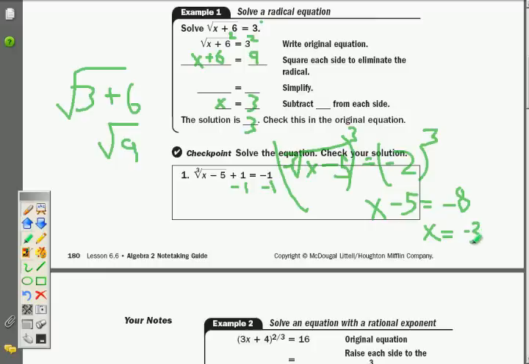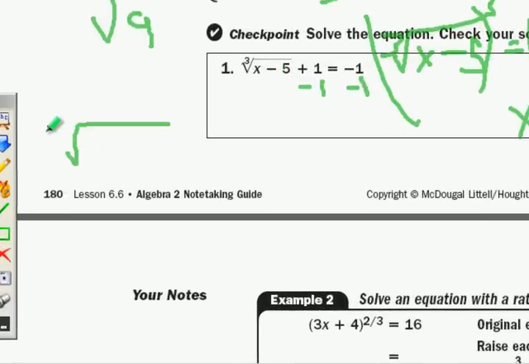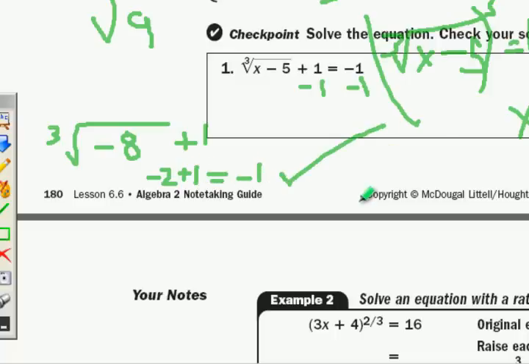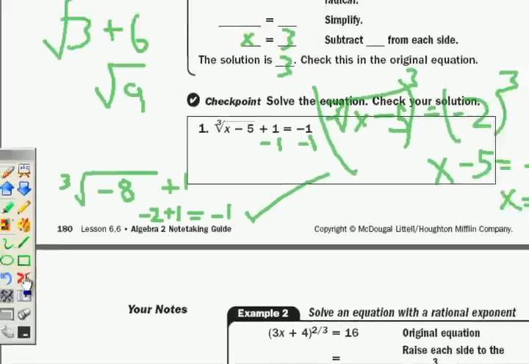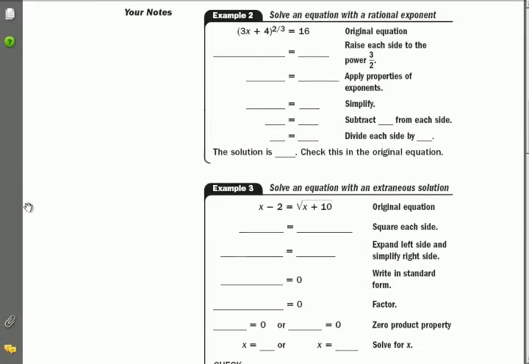And in all of these, you should always check your answer. And there's a real reason why we should check our answer. So if I go back into here and I find the cube root of negative 3 minus 5, or negative 8, plus 1, well, the cube root of negative 8 is negative 2, plus 1, that equals negative 1. So that checks out. That's good. But the reason why is there's going to be a thing called extraneous solutions coming up here in a little bit. So make sure that you're ready to check all of your work, because that will be important.